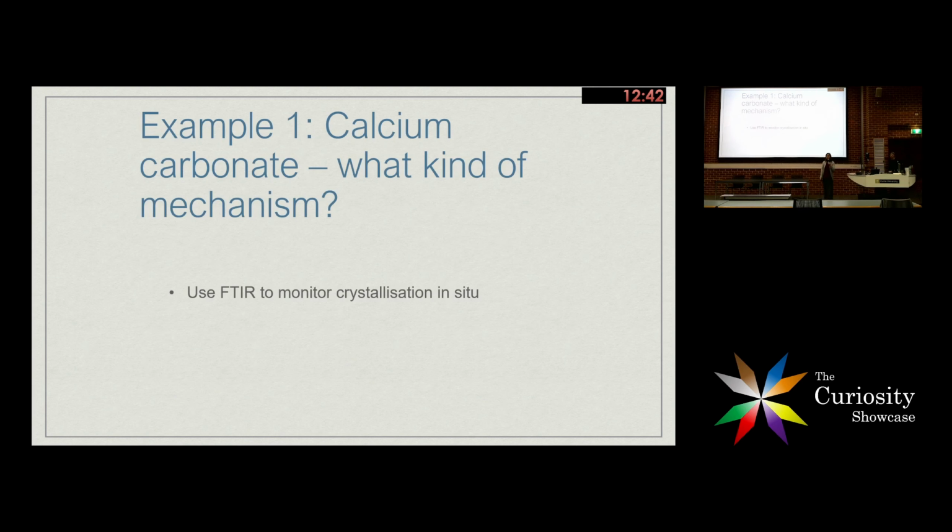So I'll just finish up with one of the examples that I put up, calcium carbonate. The idea here was to use infrared to monitor crystallization in situ. Why infrared? Because infrared gives you information about the environment that the species are in.